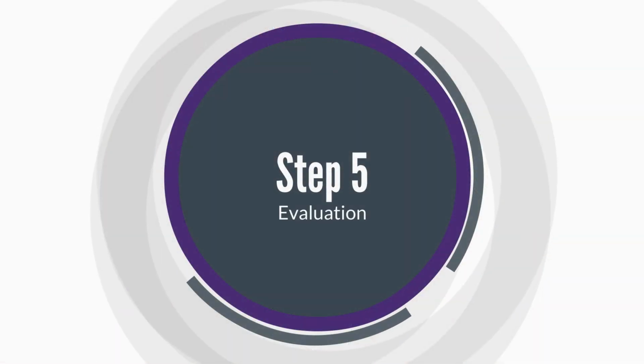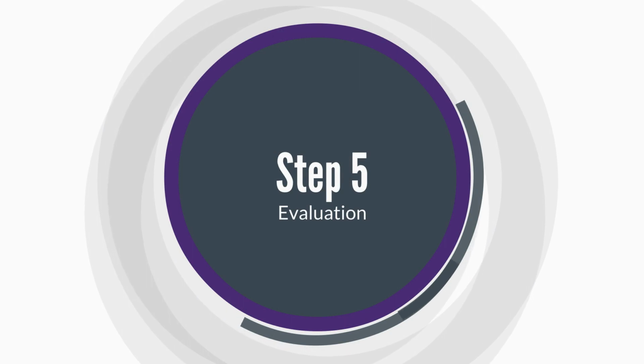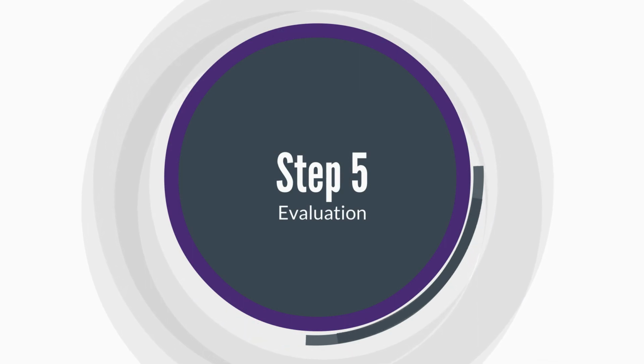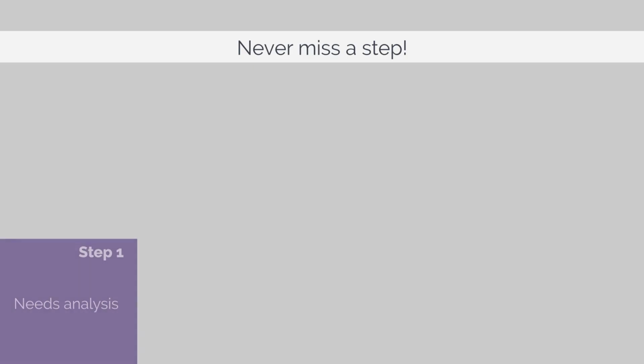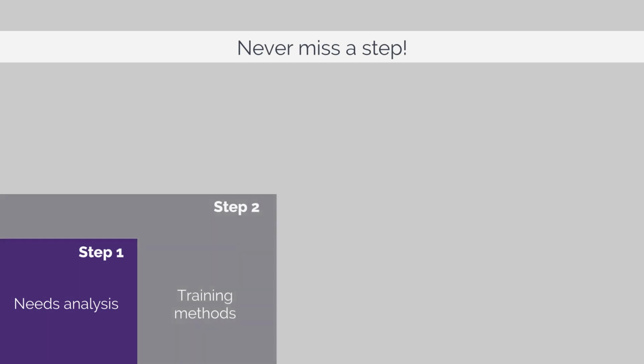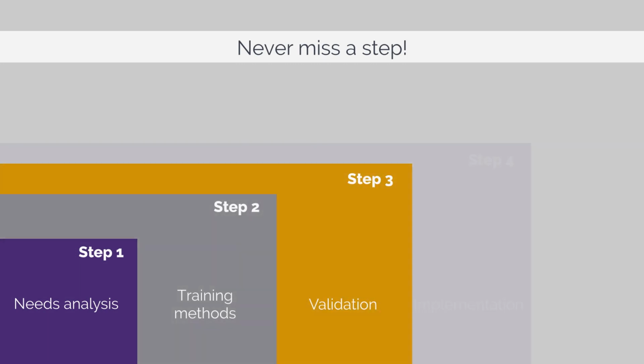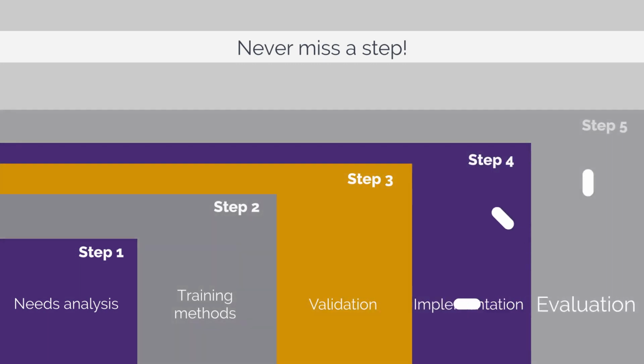Step 5. Evaluation. Evaluation of training is often a step that is skipped. In many organisations, most resources and effort will be applied to the first 4 steps. However, to effectively evaluate training, it needs to be considered before training materials and training is conducted.